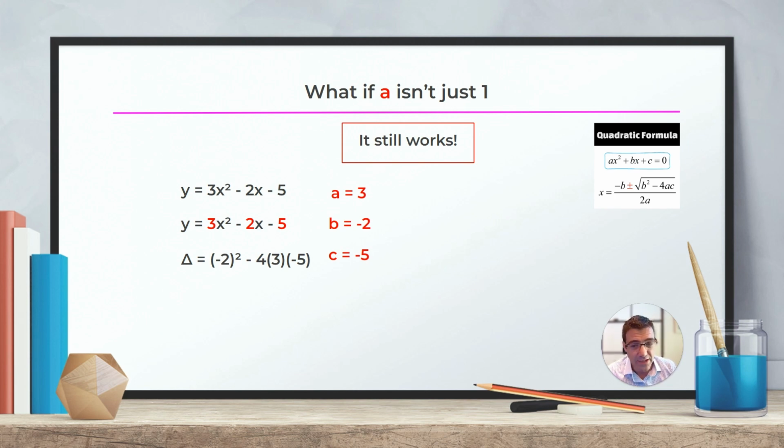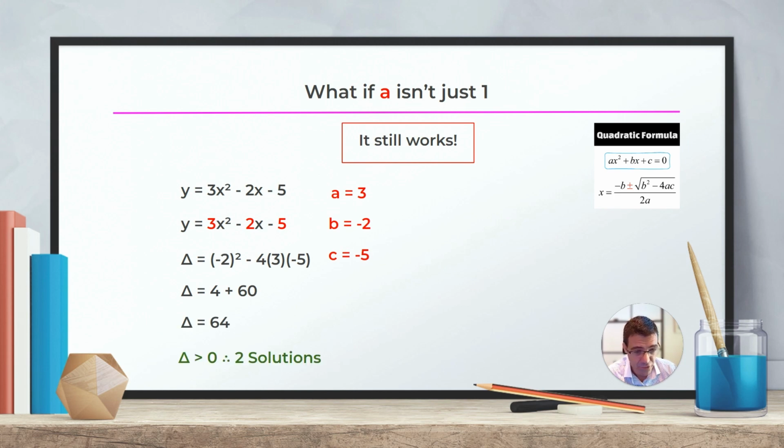So when you do negative 4 times 3 times negative 5, a negative times a negative is a positive, and that block will be positive. So all you have to worry about is counting 4 times 3 times 5. 4 times 3 is 12. 12 times 5 is 60. So that's okay. So we're going to get 4 plus 60, which is 64. And that's a positive value.